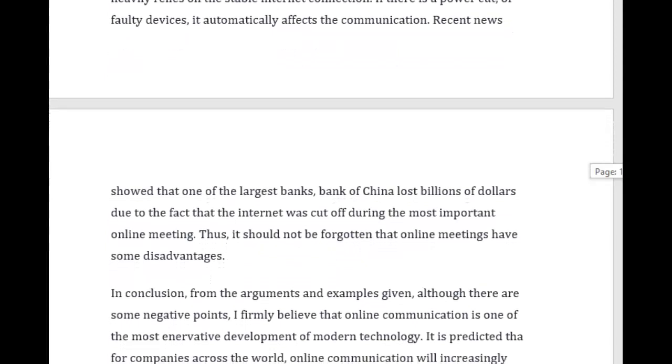"Recent news showed that one of the largest banks, Bank of China," capital B, "lost billions of dollars due to the fact that the internet was cut off during the most important online meeting. Thus, it should not be forgotten that online meetings have some disadvantages." Okay.